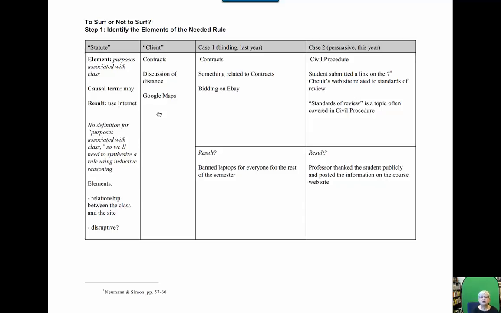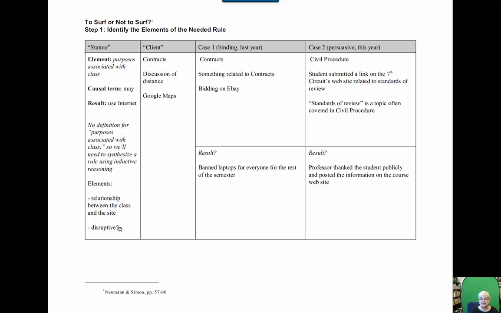So on the one hand, we have contracts, which is way at the end of not associated with class. And then we have the civil procedure situation, which is way on the other end of the spectrum of very associated with class. So what makes them associated with class or not associated with class? Well, it seems to be that there's a relationship between the class itself and whatever website is involved. So the relationship between contracts and eBay and between civil procedure and the Seventh Circuit seem to play a role in how serious of a violation this is, or whether it's a violation at all.